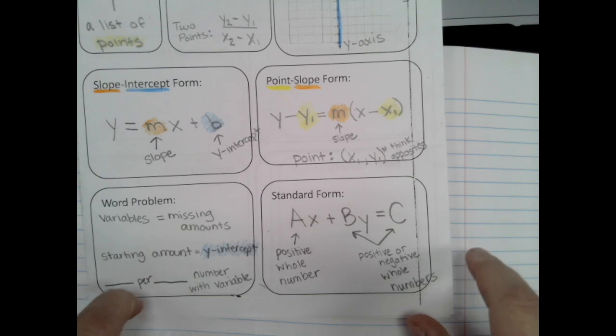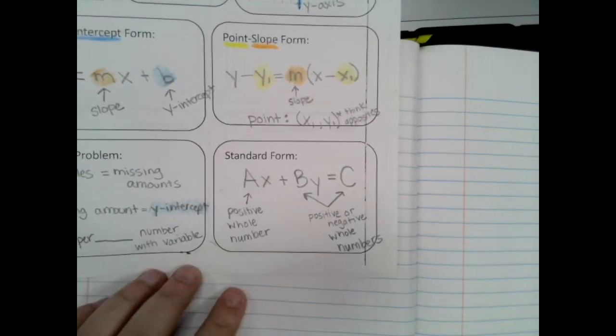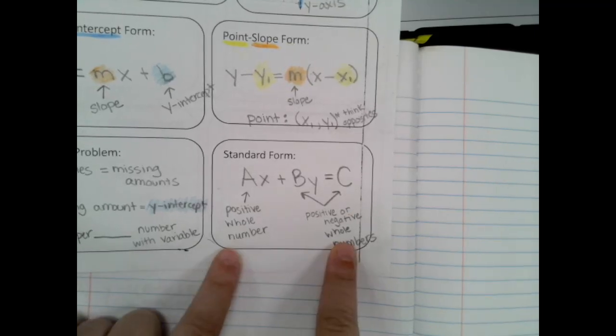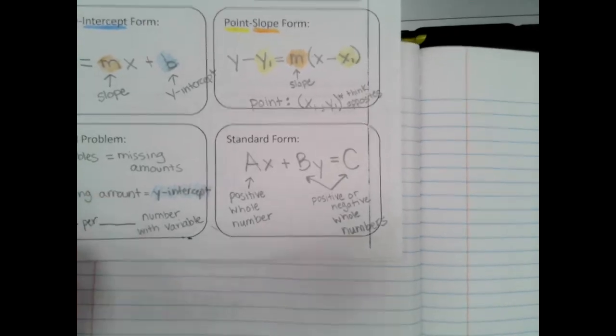Ax plus By equals C. Ax plus By equals C. We haven't done it yet. It's new to us. So that's why there's one itty-bitty question on the test that deals with standard form.